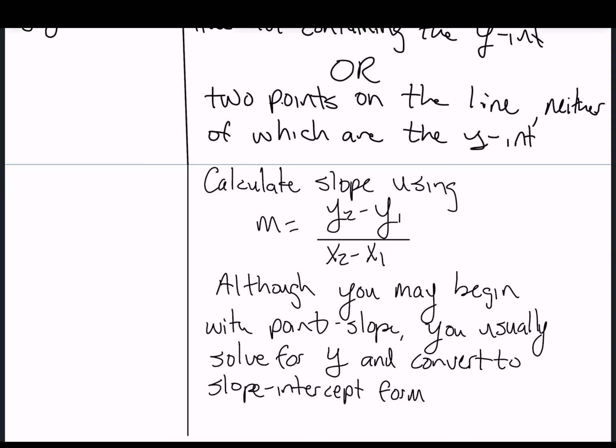Okay, that is the conclusion of section 3.5, the point-slope form of the equation of a line.